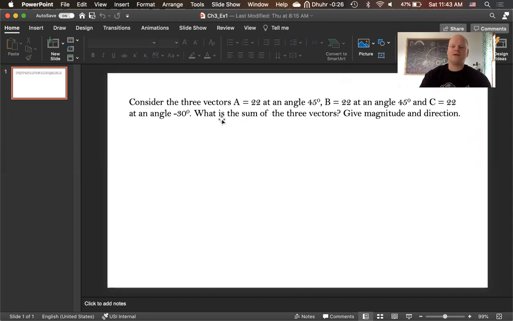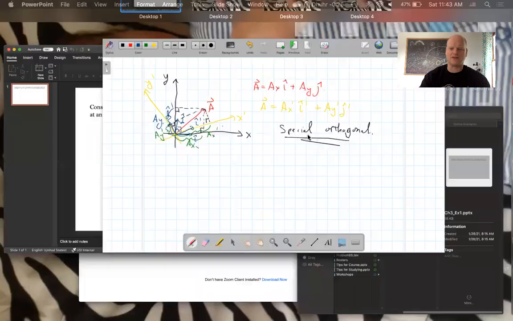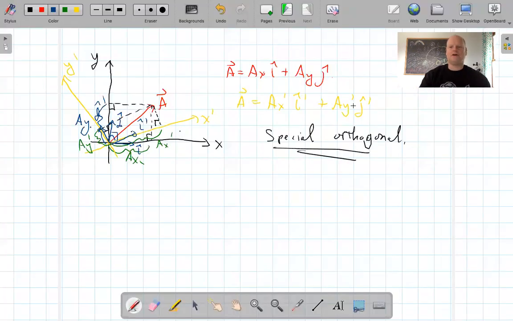So here what I want to know is simply what is the sum of these 3 vectors, and I want it in magnitude and direction, and we can give it in unit vector notation as well, just for funsies to get a little practice with that. So good. How do we actually add these guys mathematically with each other? Let's look at that.